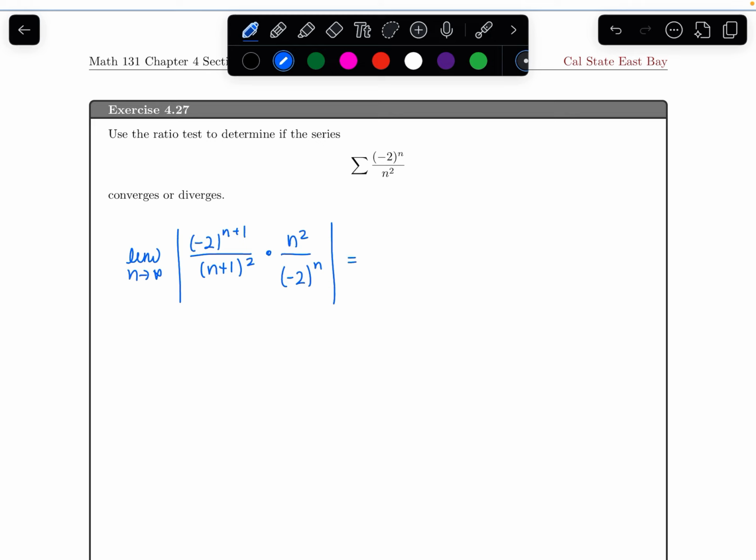I'm going to separate some things first. This negative 2 to the n plus 1, I got negative 2 to the n times negative 2. I am going to expand out that n plus 1 squared, n squared plus 2n plus 1, using what I know about formulas. I've done it a million times. You can always multiply it off to the side. Right? n squared, negative 2 to the n. I can cancel out these negative 2 to the n.